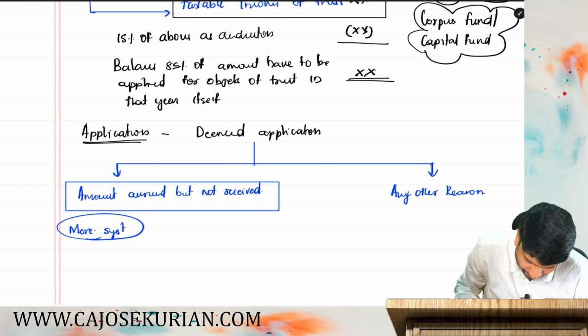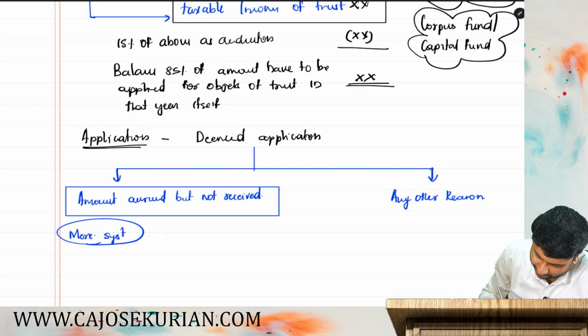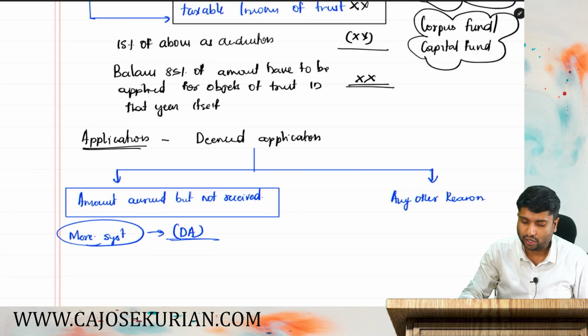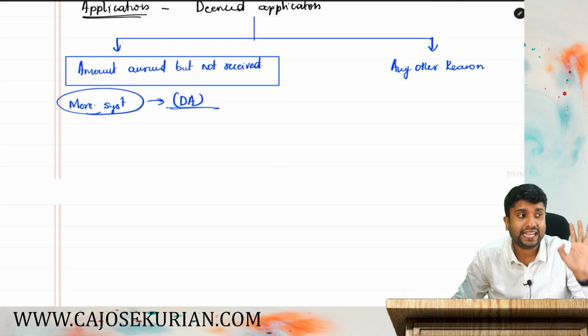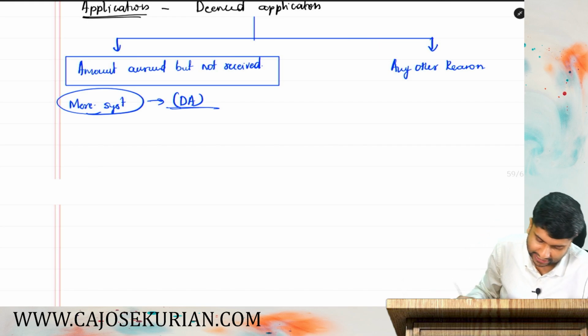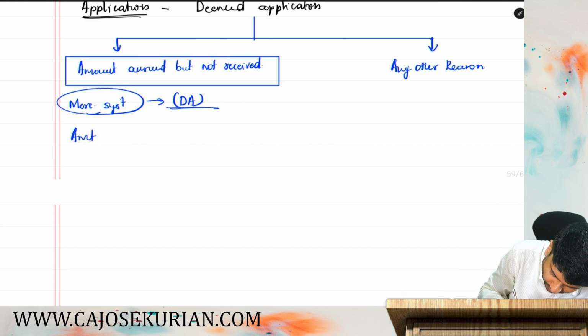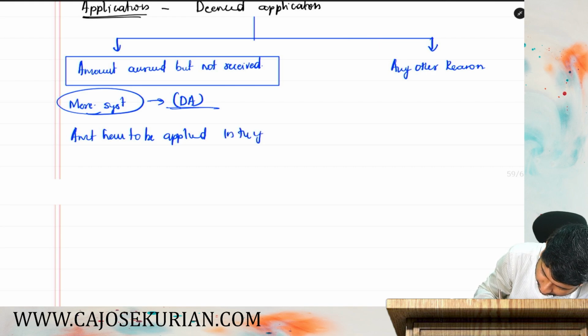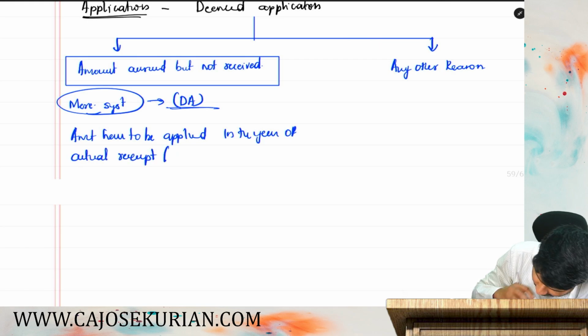So what does the department say? Amount accrued but not received can be treated as deemed application. Whatever the entire amount accrued but not received can be fully treated as deemed application. But it is subject to one condition. What is the condition? That amount has to be applied in the year of actual receipt or its subsequent year.